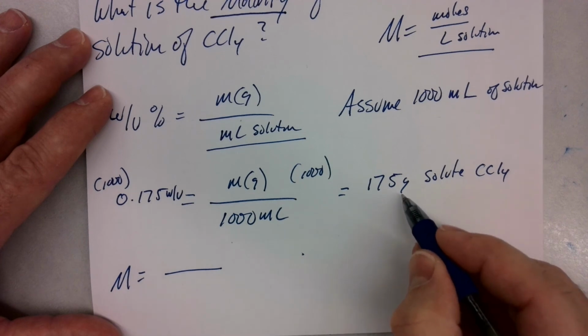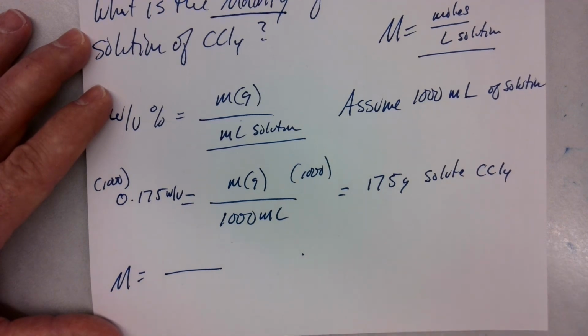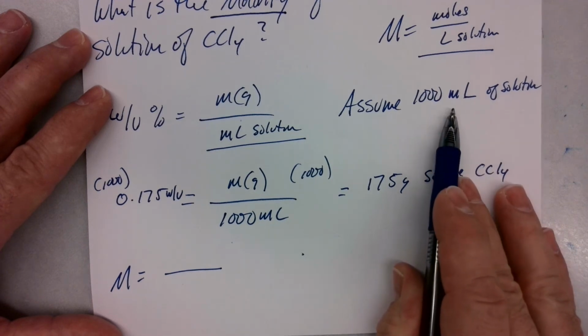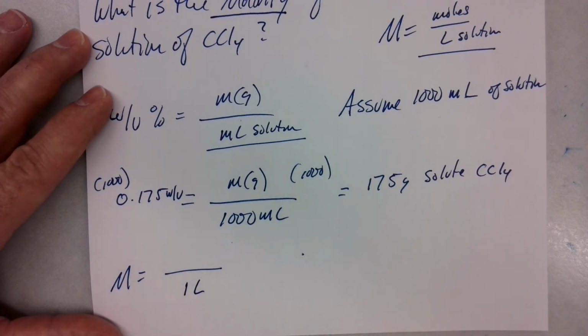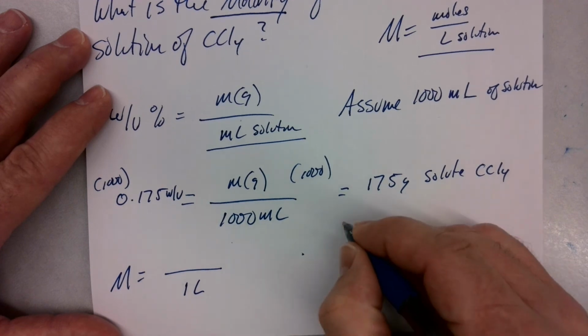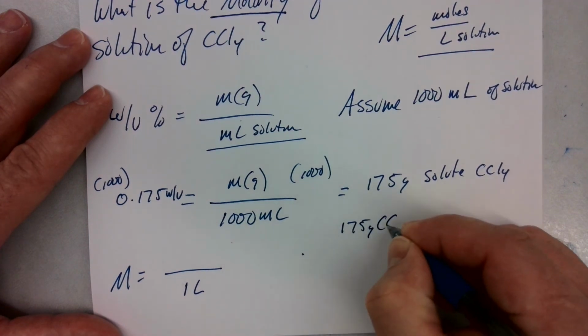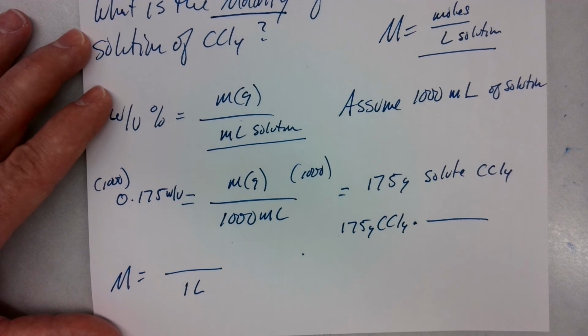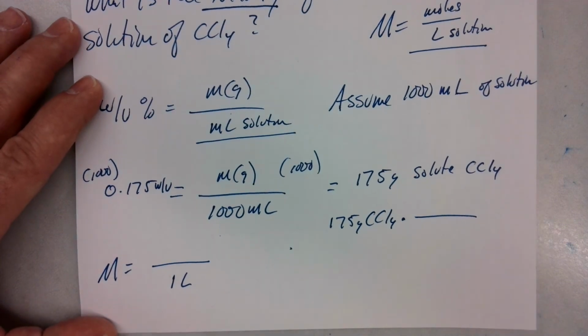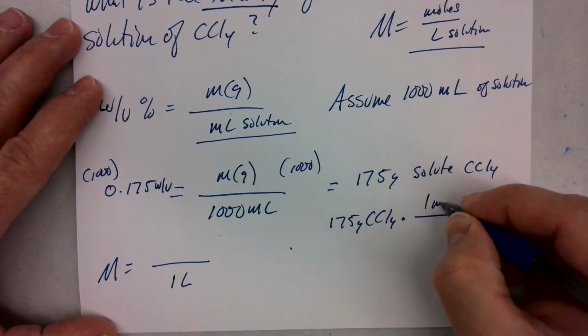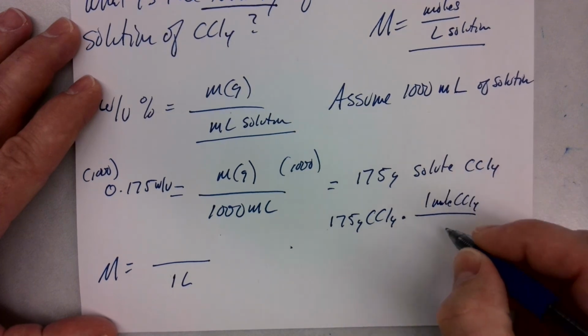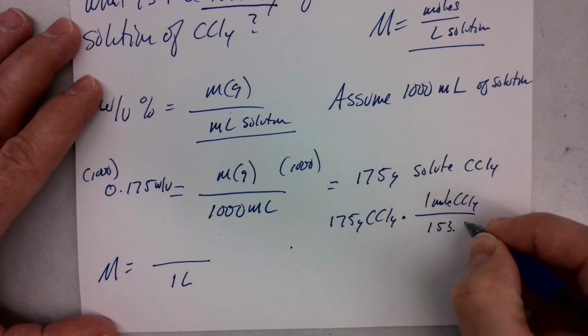I've got to go from grams to moles, but I already have my volume because we already assumed it was 1 liter, which makes the math pretty easy. So now I just have to take 175 grams of CCl4 and convert that to moles. How do I do that? I'm going to go 1 mole of CCl4 for every 153.823 grams.